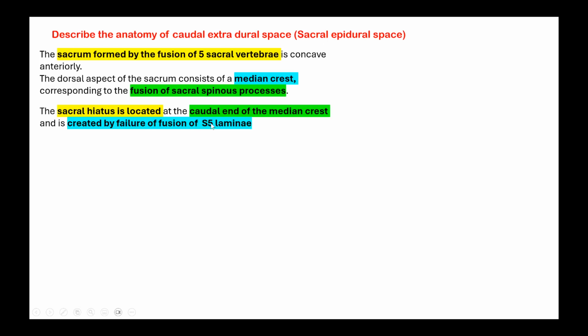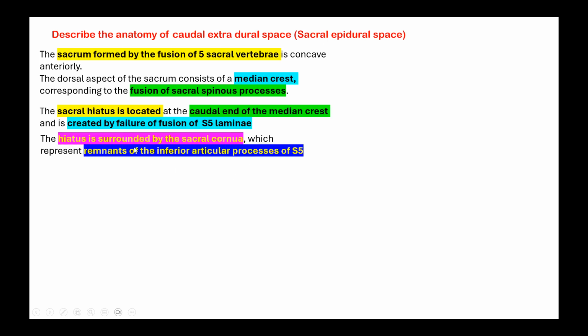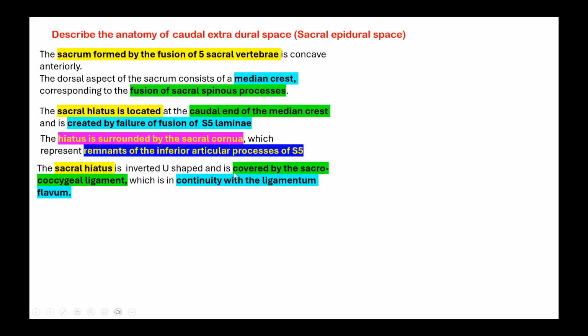Lamina are the structures which connect the spinous process to the transverse process. So they are not there, and naturally the spinous process is also not there. So it is formed by the failure of fusion of the S5 lamina, and it is surrounded by the sacral cornua, which are nothing but the articular facets of the S5. And the sacral hiatus is an inverted U shape and covered by the sacrococcygeal membrane.